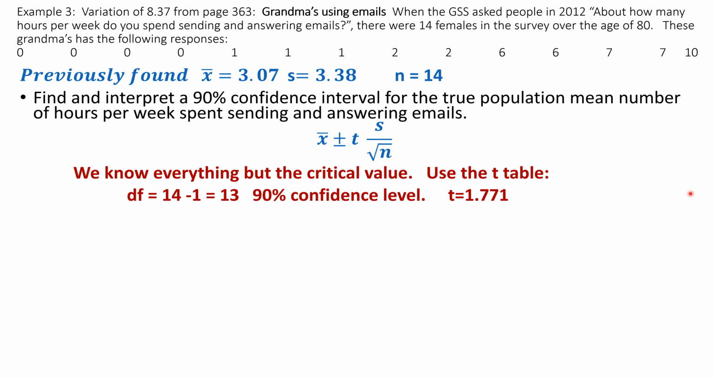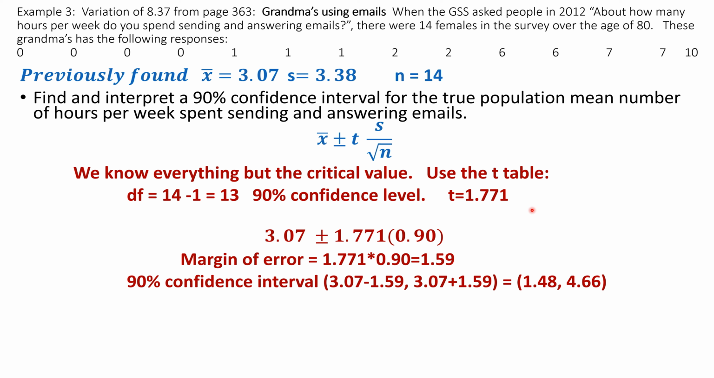Again, we use the t-table and we look at the degree of freedom equal to 13 at the 90% confidence level. The t-critical will equal 1.771. The margin of error will be calculated in this way, and the 90% confidence interval will be 1.48 and 4.66. Please verify those two calculations by yourself.